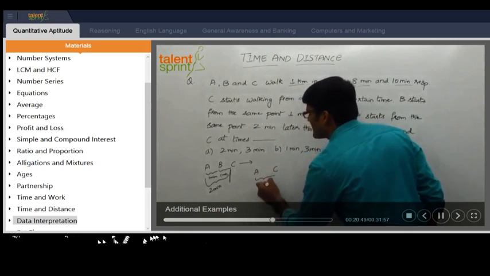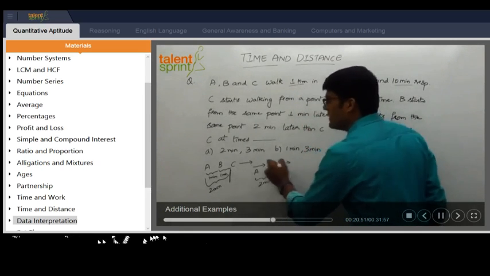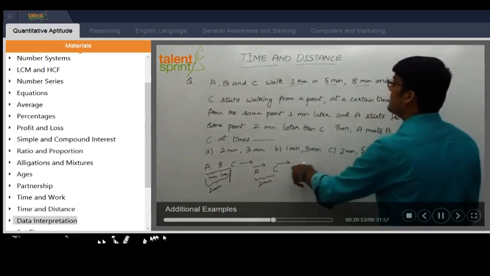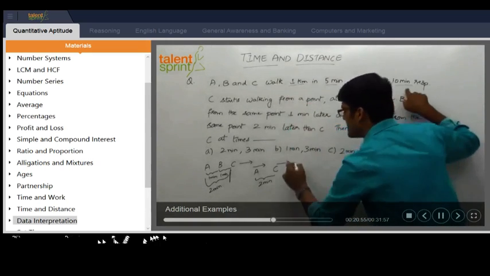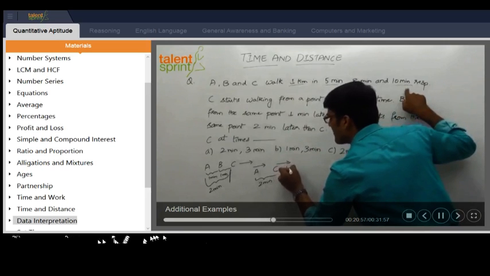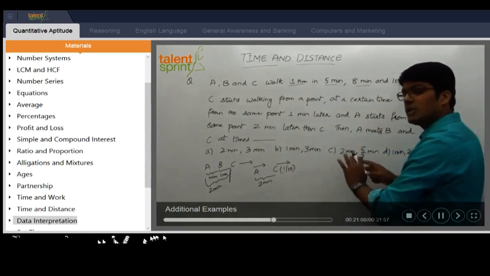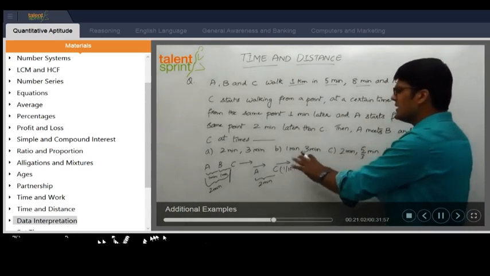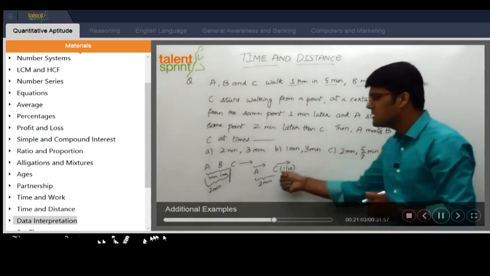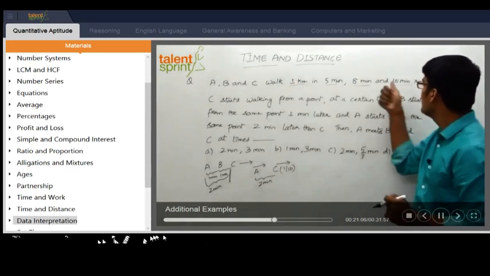After 2 minutes A starts, right? C starts and after 2 minutes A starts, right? What is the speed of C? C can cover 1 kilometer in 10 minutes. So I'll say the speed of C is 1 by 10. Forget about the units here, right? I'll tell you why units are not important in this case. Let's take speed of C as 1 by 10, right? Speed is what? Distance by time. Distance 1 kilometer in time 10 minutes.